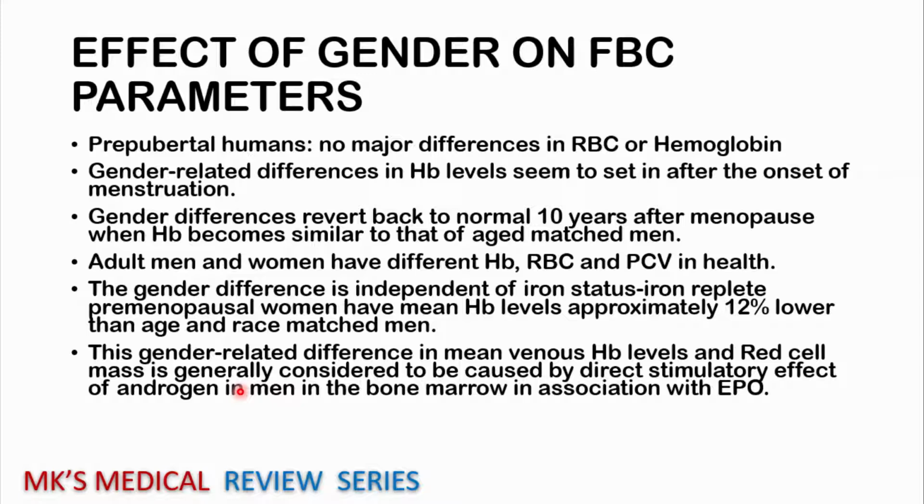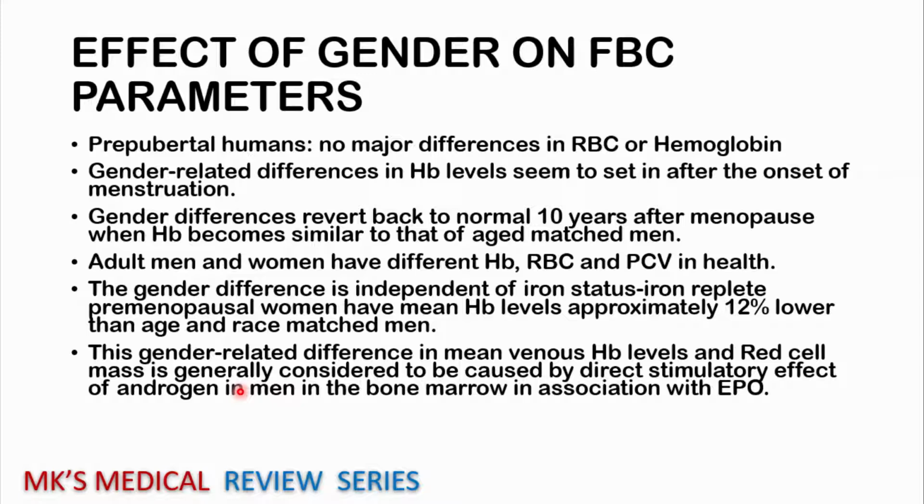But in females, most of this is lost during menstruation, which is the cyclical bleeding that happens from the uterus each and every single month. So these gender differences actually revert back to normal 10 years after menopause, when the HB becomes quite similar to that of the same aged male.